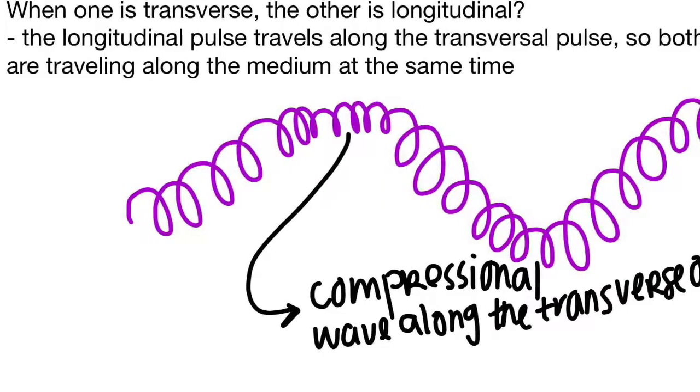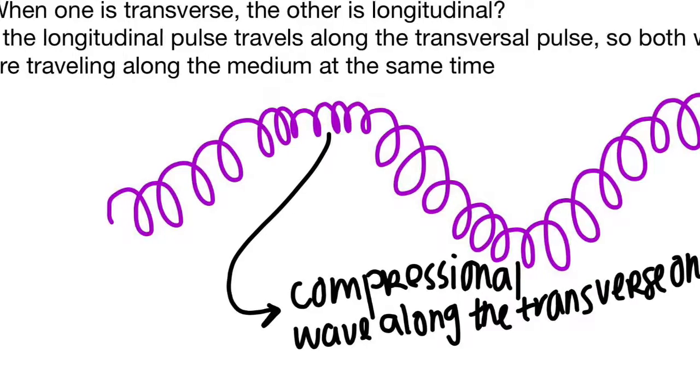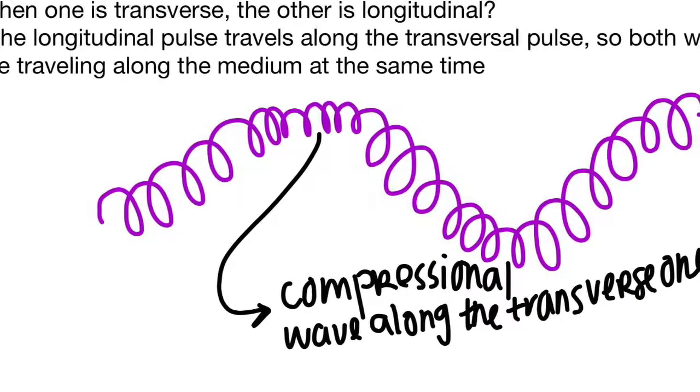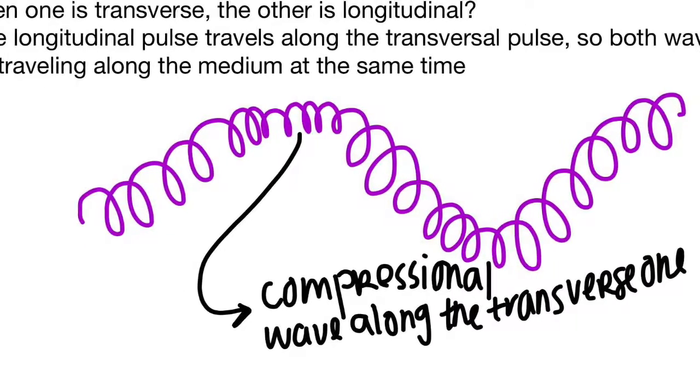When two waves overlap and one is transverse and the other is longitudinal, basically the longitudinal pulse travels along the transversal pulse. So both are traveling along the medium at the same time.